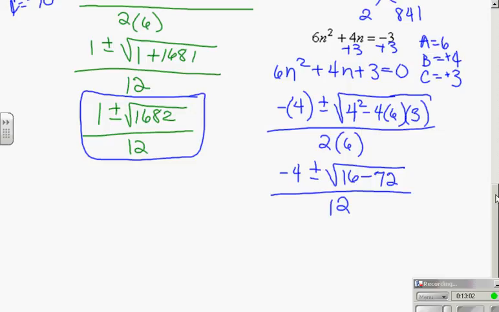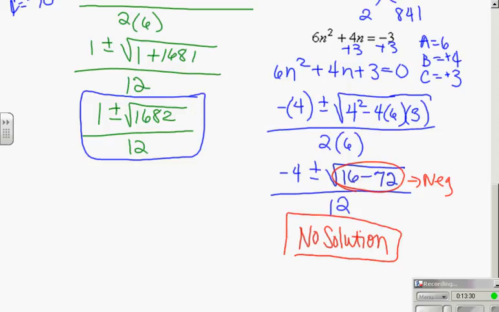The piece underneath the radical is negative. And we know at this point you cannot take the square root of a negative number. So when that happens, you're actually done. And your answer is no solution. There are no factors. There are no solutions to this equation. No x's, no n's when the y is 0.